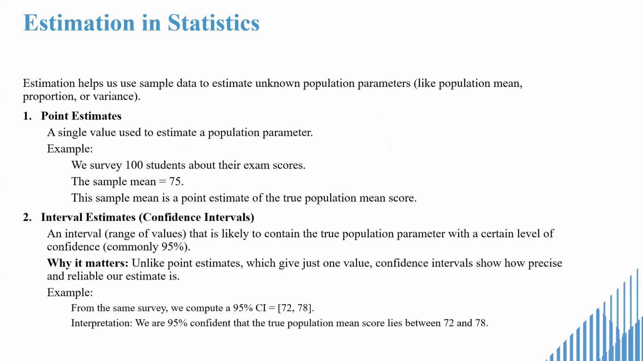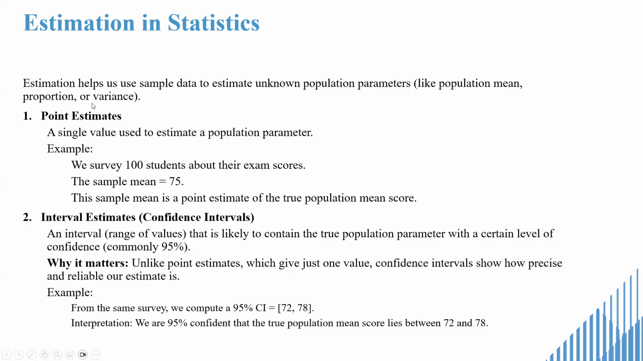So estimation in statistics helps us use sample data to estimate unknown population parameters like population mean, proportion, or variance. So we have two types. One is point estimates, a single value used to estimate a population parameter. For example, if we survey exam scores and the sample mean is 75. It's only a point. It's a dot.